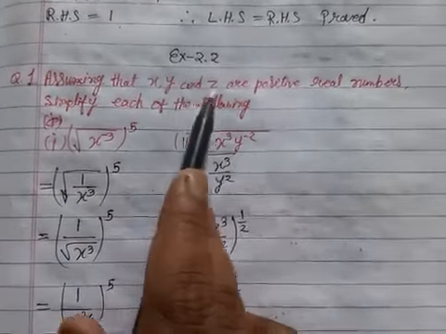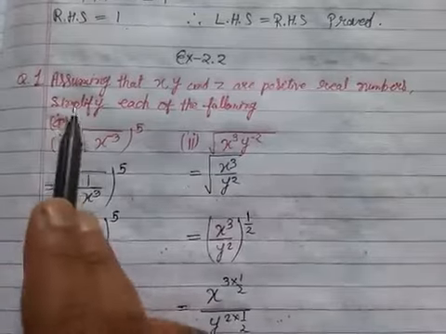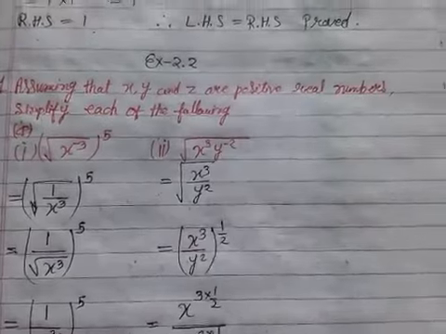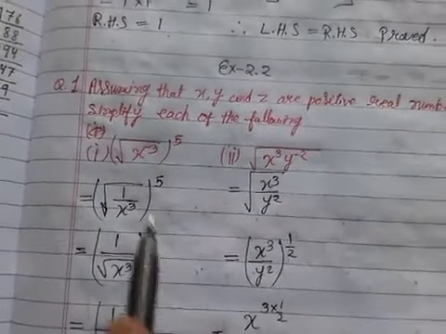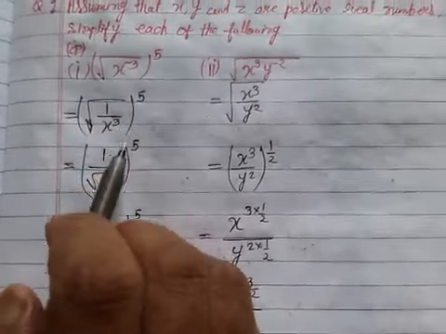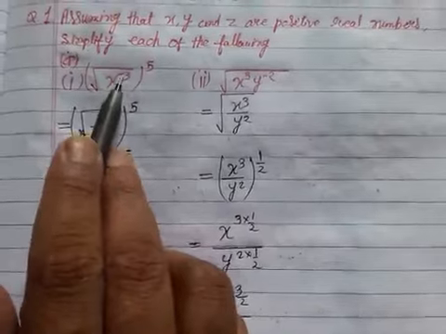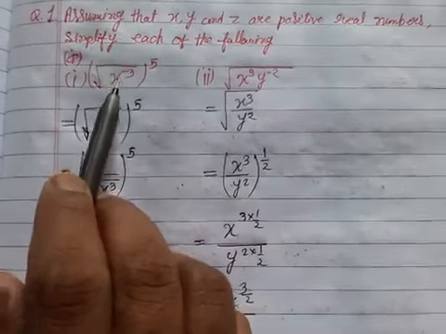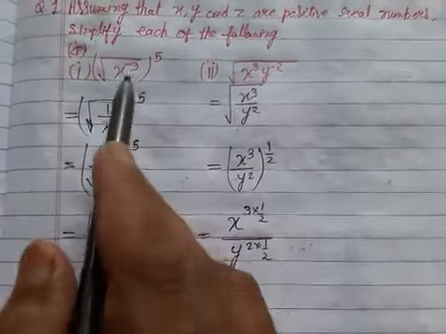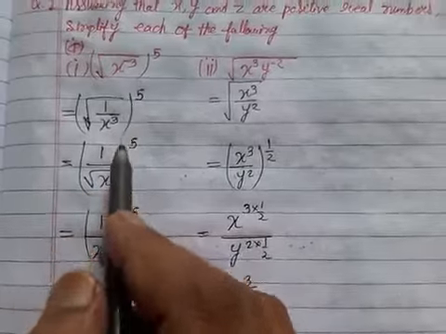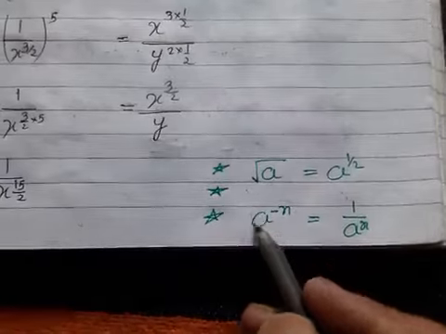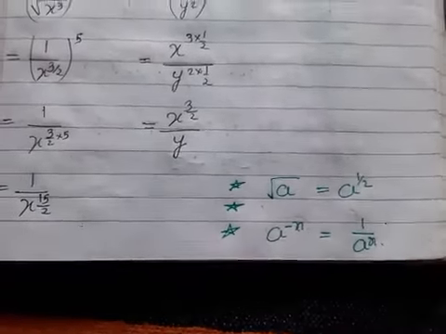Assuming that x, y and z are positive real numbers, simplify each of the following. Here in these questions there are roots. Okay, so we solve the roots simply. So at first, this is the first question, x to the power minus 3 over root to the power 5. Okay, at first we write it as 1 by x to the power 3, because here is the formula: when any exponent is in minus power we can write it in reciprocal.